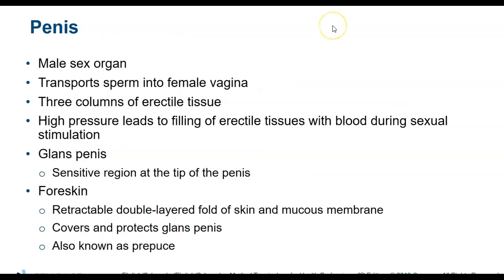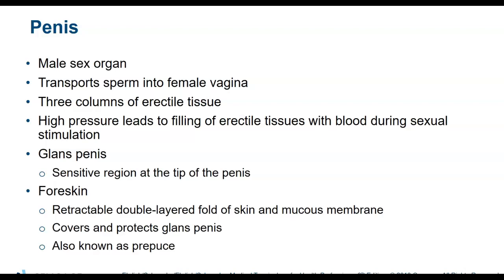So when we look at the penis, it is the male sex organ. It is what transports sperm into the female vagina. There's actually 3 columns of erectile tissue that are there, which is pretty amazing when you think about it. High pressure leads to the filling of those erectile tissues with blood during sexual stimulation. So again, the blood has to be able to get into that tissue for the man to get an erection. The glans penis is the sensitive region at the tip of the penis.